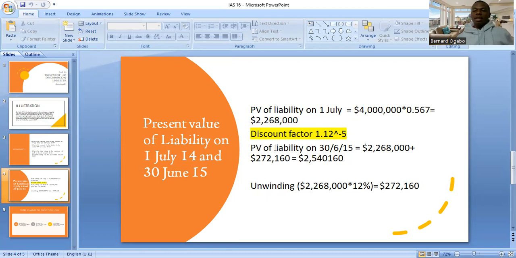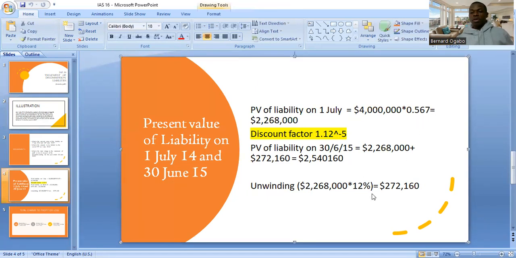What you do at the end of year 1 is what we call unwinding the cost. To unwind the cost, you multiply the present value by the discount rate, not the discount factor. 0.567 is the discount factor. The 12% is the discount rate, or the finance cost. So 2,268,000 multiplied by 12% gives you 272,160. So at the end of year 1, you unwind the cost and add it back to the initial liability.